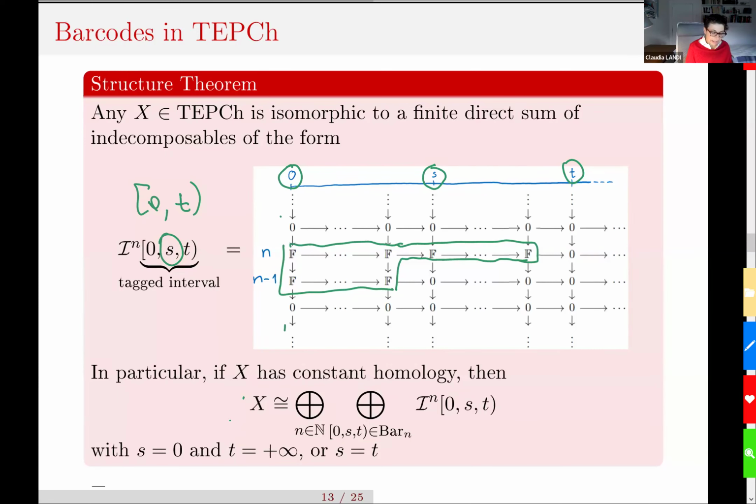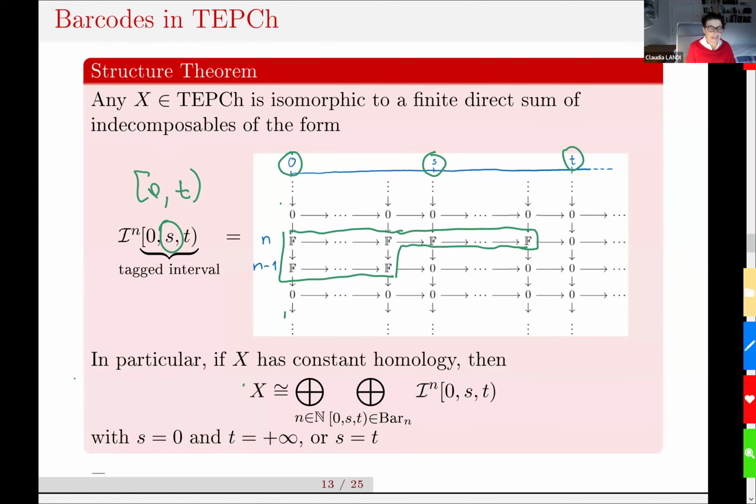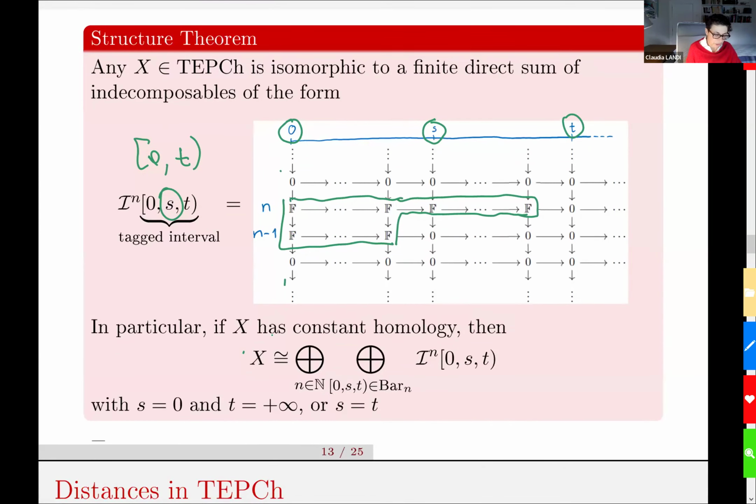In particular, among these indecomposables, if X has constant homology, then the indecomposables are only of two types. They are like this, from 0, with S equal to T, which means that the rest is 0, or they are like this, with 0 equal to S, and then they keep going forever until infinity. And this is the essential part of the homology.